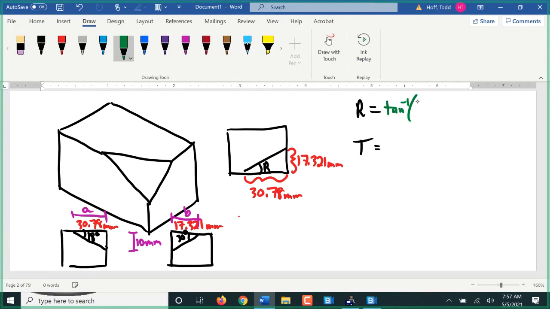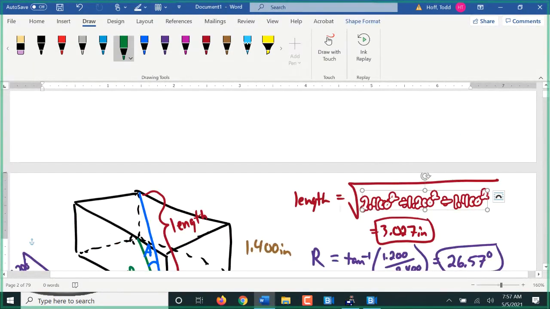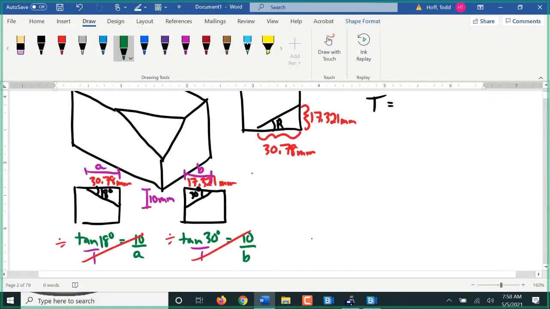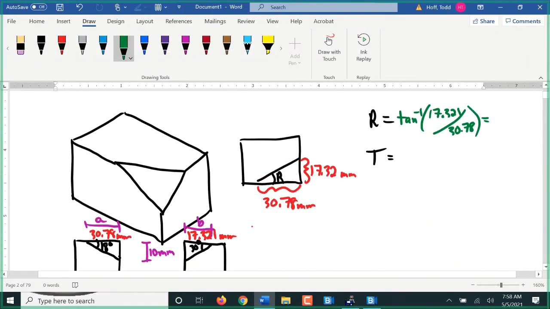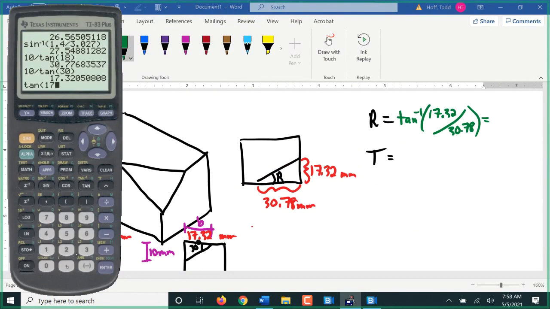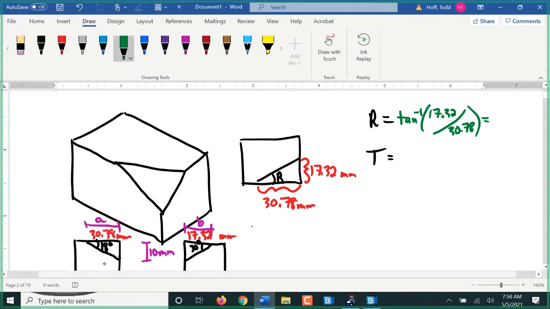First tangent. The opposite side, 17.321 over the adjacent side of 30.78. I'm going to keep it consistent. I'm just going to call that R, the inverse tangent, which is 29.37 degrees.